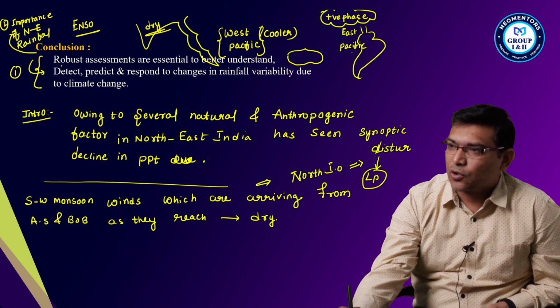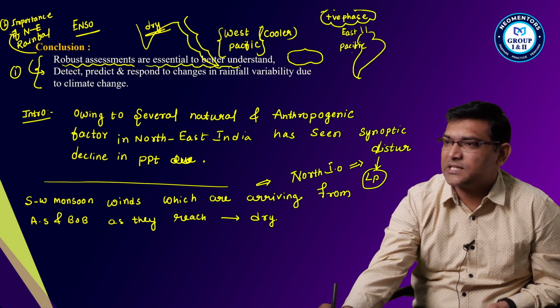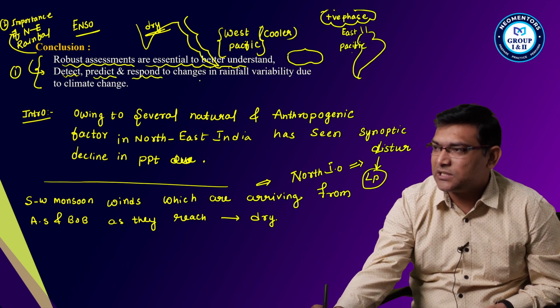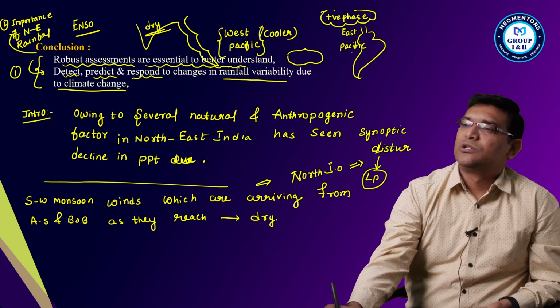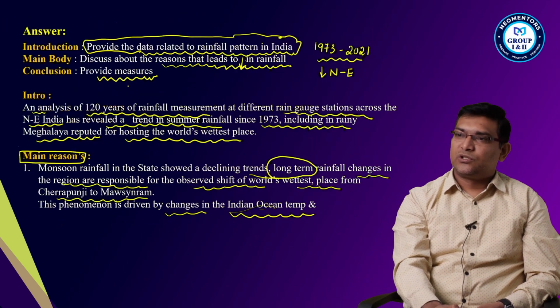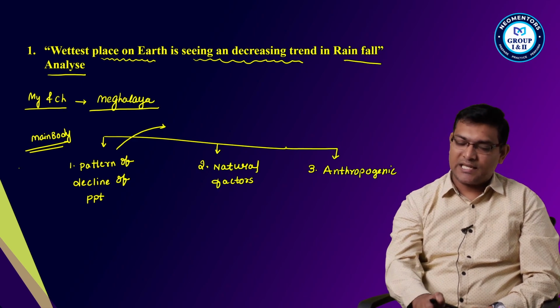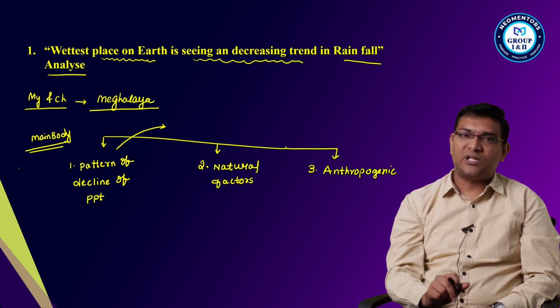Robust assessment is essential to better understand, detect, predict and respond to the changes in rainfall variability due to climate change. So this is your question: the wettest place on earth is seeing a decreased trend in rainfall, analyze. Okay, so let us move to the next question.